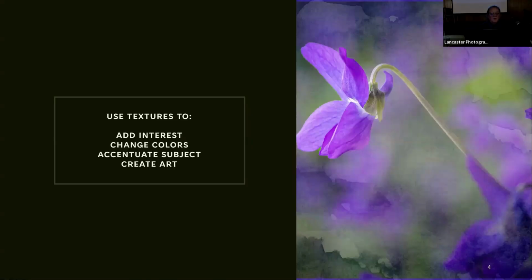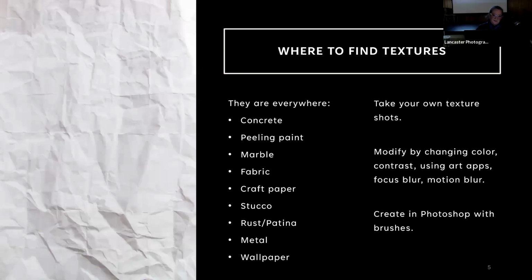So you can use textures in your photos to add interest to maybe a kind of dull photo. You can change the colors by using different colors of textures. You can accentuate your subject by adding textures around that bring the eye to the subject, or just to create art. It's a lot of fun to just play around and see what happens. And some days I have more time to do that than others, but it is something I enjoy doing.